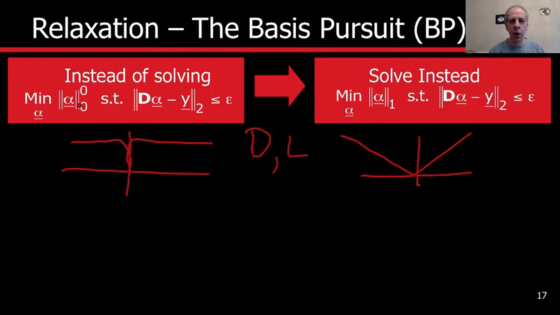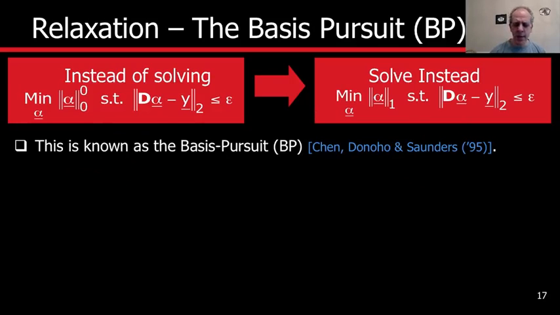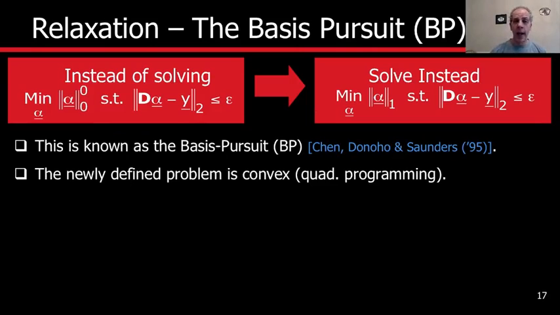Very beautiful theory behind this. And it's not the only case, but it's a powerful case where relaxation, actually, we don't lose anything by doing relaxation. And this problem has been studied quite a lot. As I say, it's called the basis pursuit. It's convex, so we can solve it, there are a lot of algorithms in the literature to solve it.